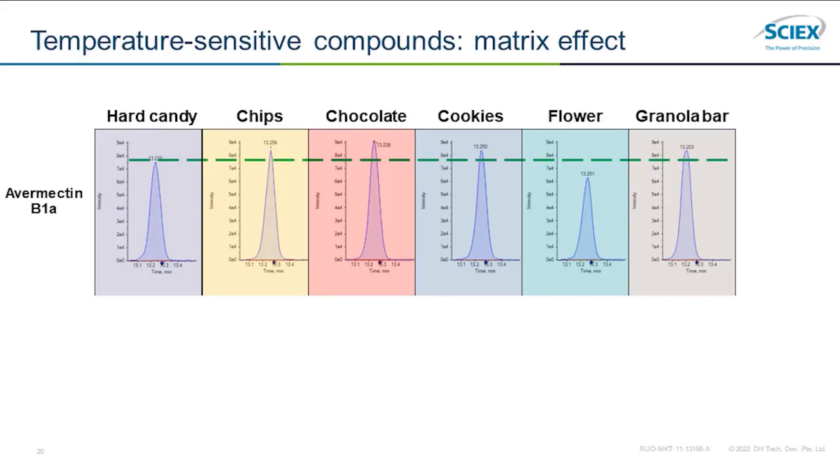But if we take a look at our peak heights here, we see the same kind of thing. Everything looks pretty in line with the exception of flour. So flour, again, is sort of being impacted more by this matrix effect phenomenon than the other matrices. So we're seeing more suppression essentially in our flour matrix.